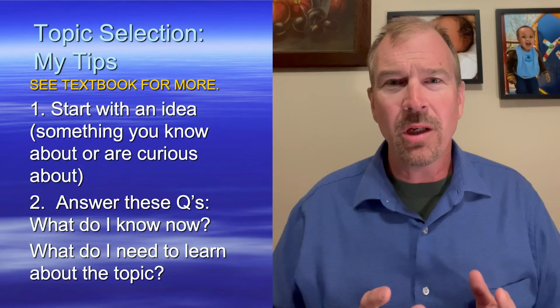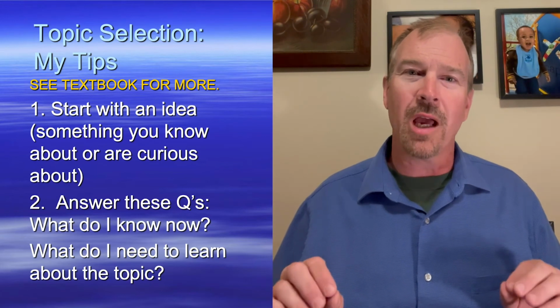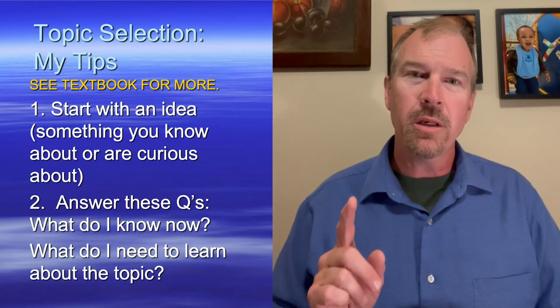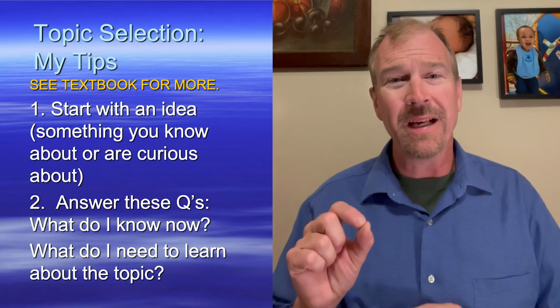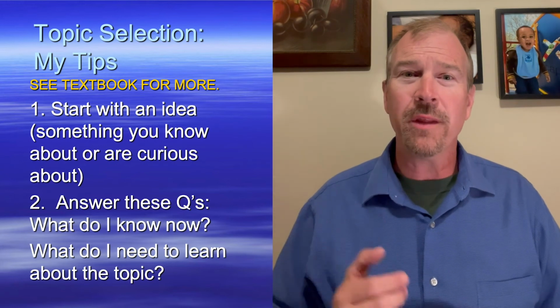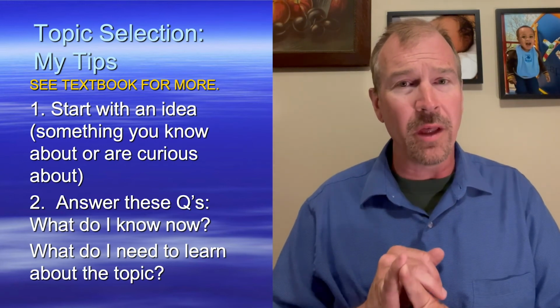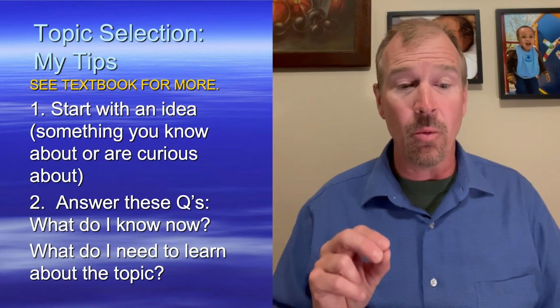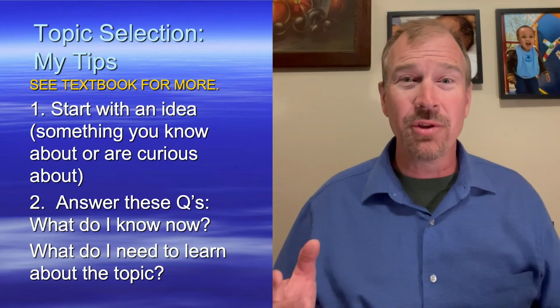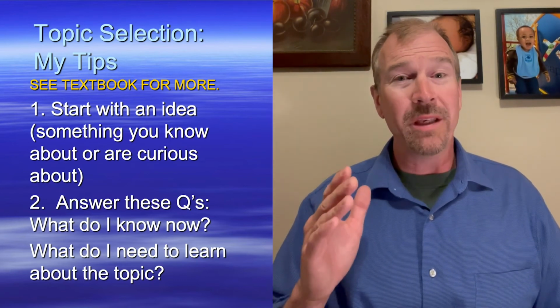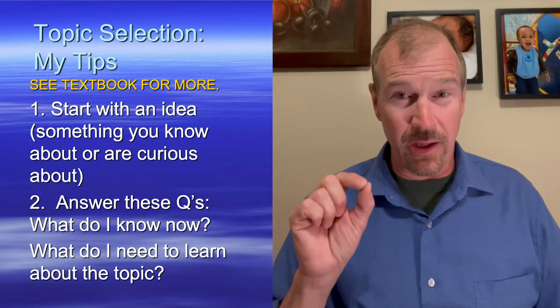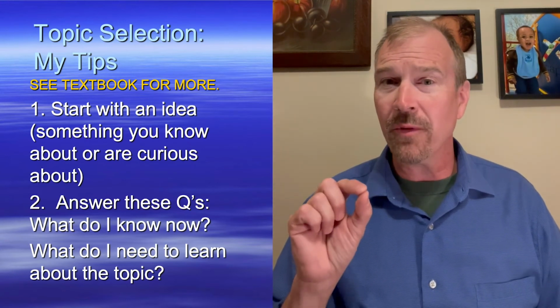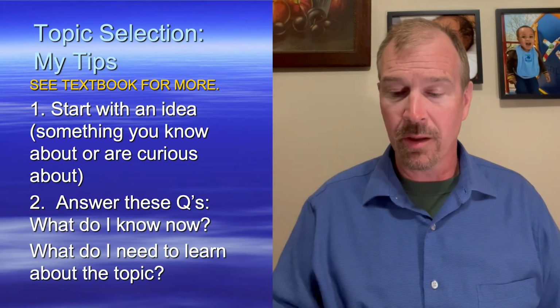So the textbook gives tons of ideas on how to select a topic. Here are my tips. 1, start with an idea, something you know about or something you're curious about. That's the first step. Then answer these questions. What do I already know about that topic? And what do I need to know about that topic? So that gives you a place to start. Ideally, when you do this speech, you'll be richer and smarter yourself after having done it. You'll know more about the topic than when you started, even if you're already an expert on the topic.